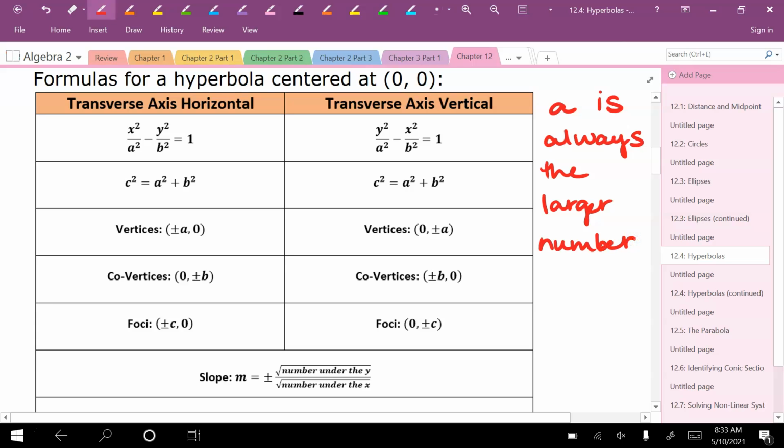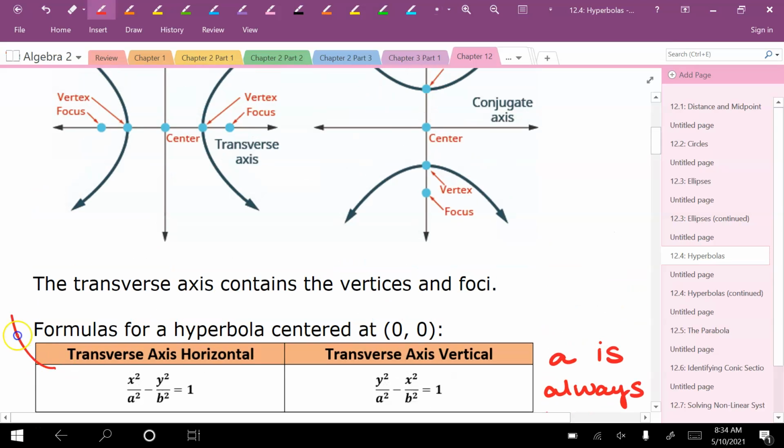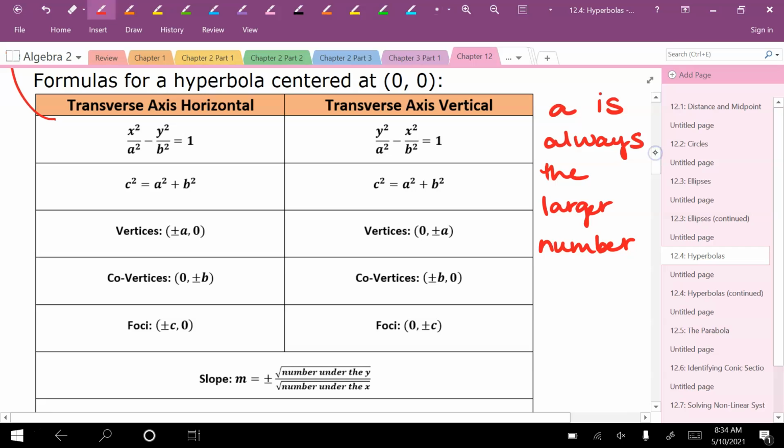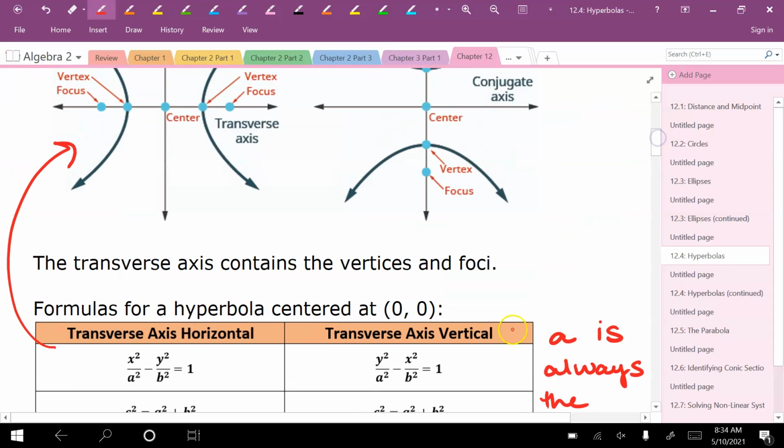Because that tells you which side of the chart you're going to be working on. So if x is over the a term, the bigger term, then we're going to use the left-hand side, which means that it's going to be a horizontal hyperbola. So it's going to look like the one up above on the left. So this one goes with that graph there. And then if y is on top of the a, so if the a squared is still the biggest number and y is sitting on top, it switches the way that our hyperbola is, becomes vertical, so it matches the other one that I had up there.